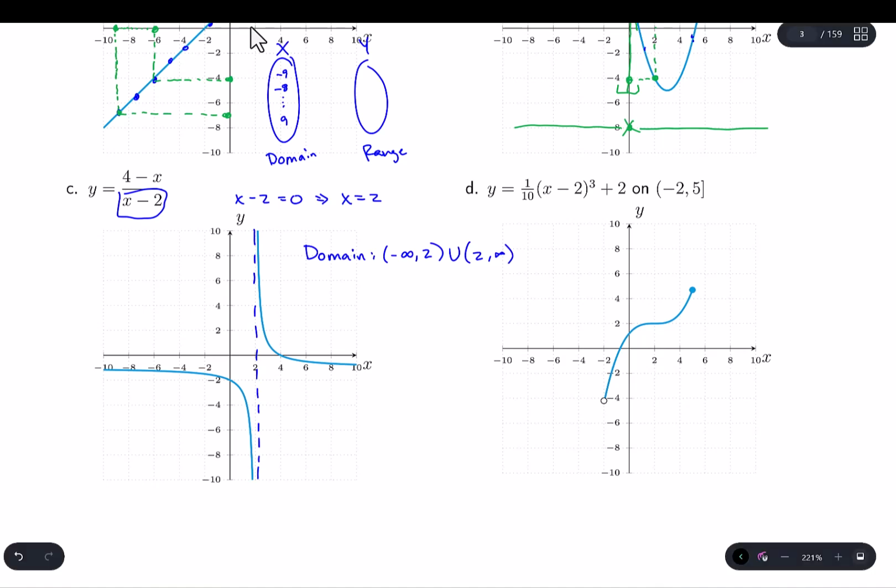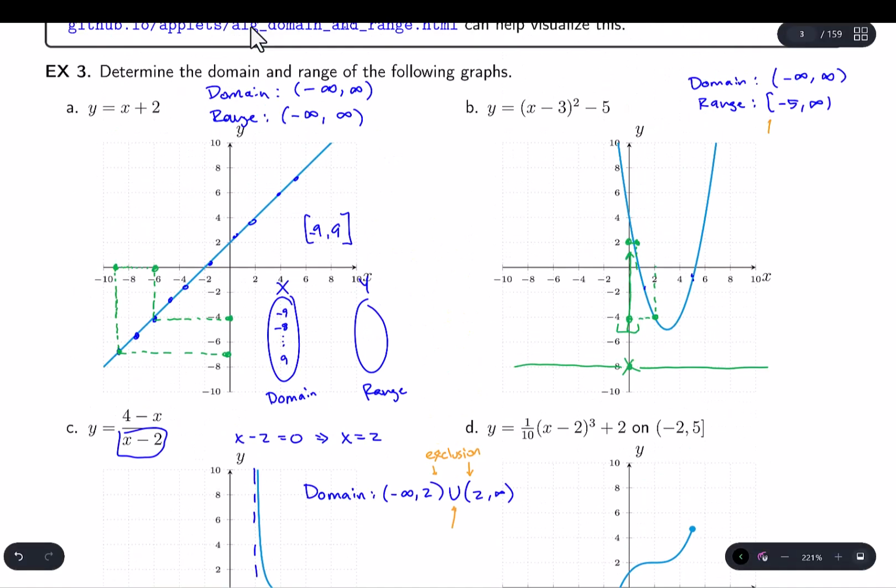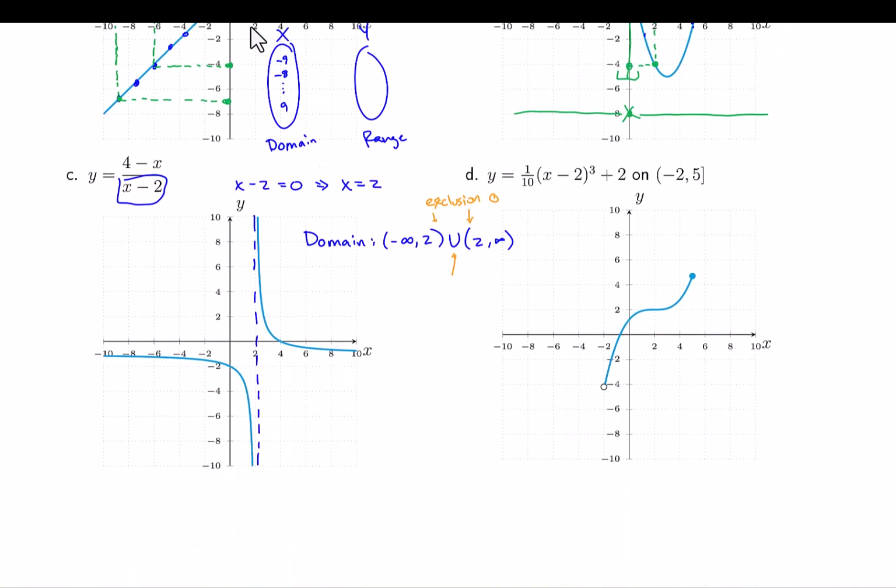All right, details here. First, the U tells you to join two sets together. It means union. You don't separate them with commas to join them. You just use the symbol U. And then the parentheses. Parentheses mean exclusion, whereas up here, I used a bracket, which represents inclusion. Inclusion is kind of like the idea of a closed circle. Exclusion is the idea of an open circle. So if you want to exclude a point, you use parentheses. If you want to include it, you use brackets.